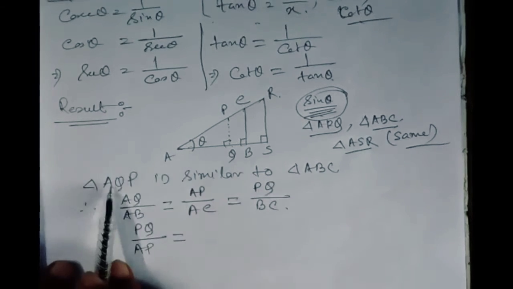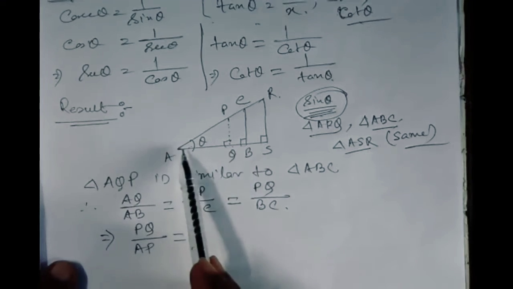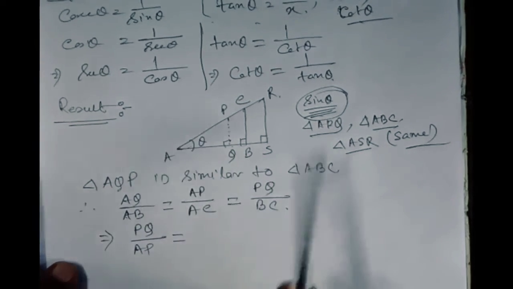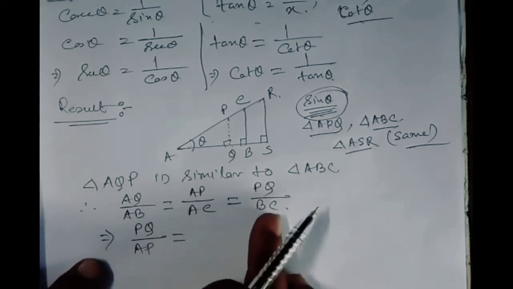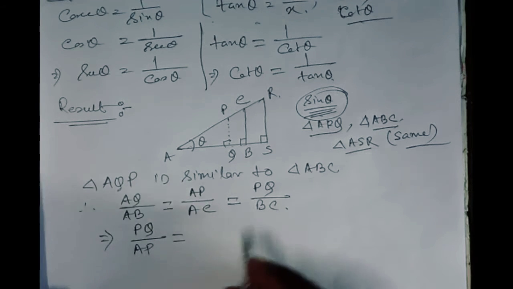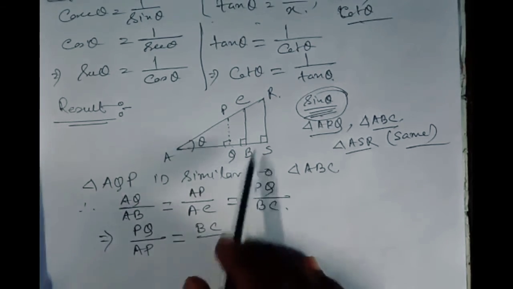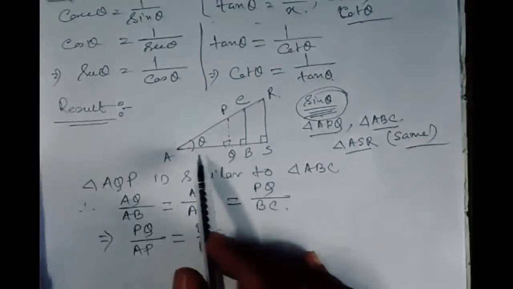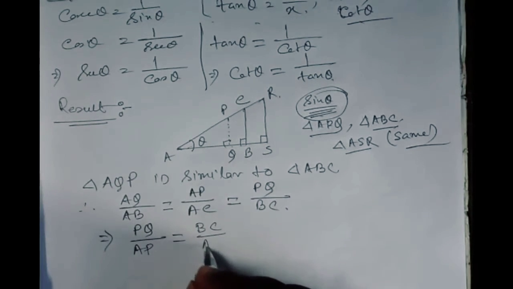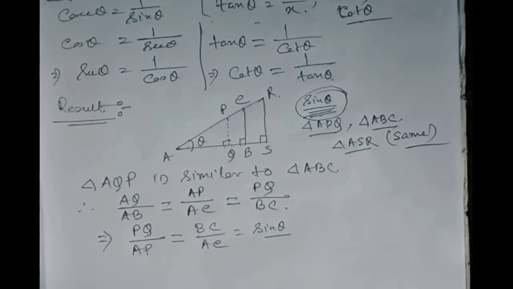Since these two triangles are similar, triangle AQP and triangle ABC, we can write that AQ by AB is equal to AP by AC. So from here, by cross multiplying, we can write that PQ by AP is equal to BC by AC, and that equals what? Sin theta. Understood?